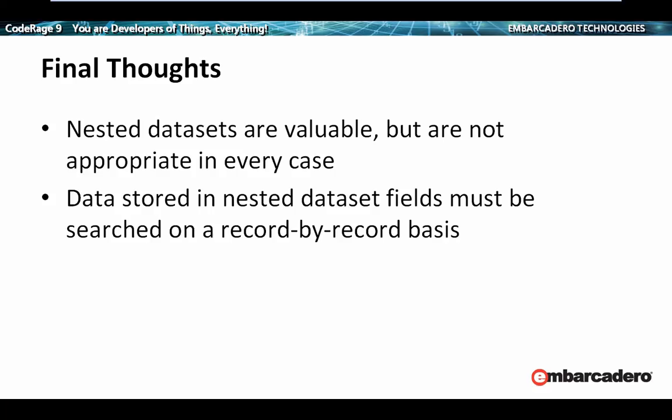In order to find that phone number, if you've used nested datasets, you go to the first record and then you search the nested dataset field. Then you go to the second record and search for the phone number. Then you go to the third record and search for the phone number.